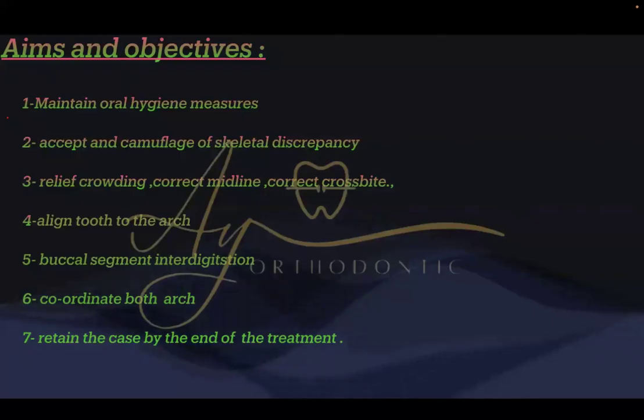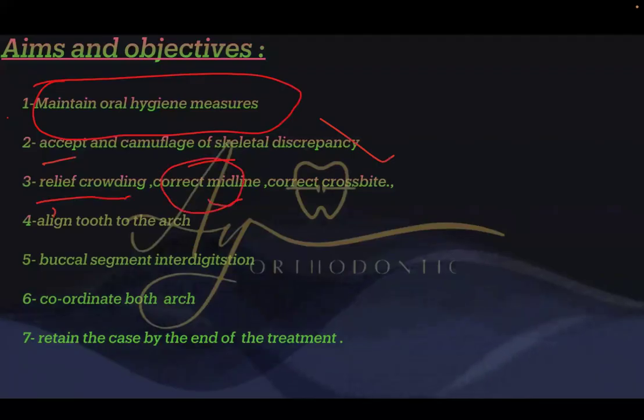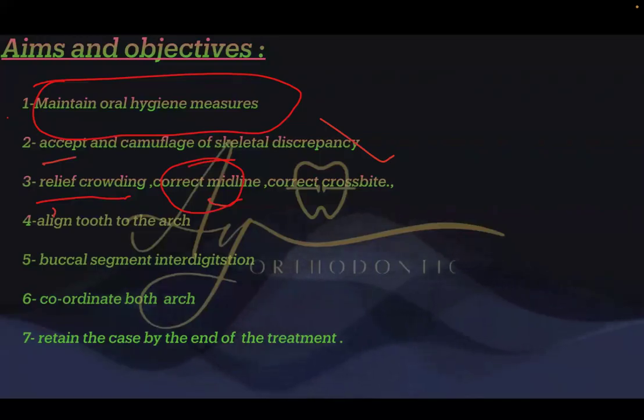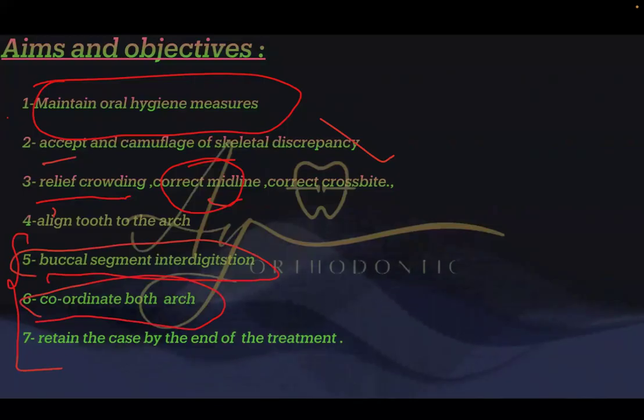In the aims and the objective, you have to maintain the oral hygiene measure, accept or camouflage of skeletal treatment. In this case, you are going to treat the skeletal discrepancy, okay? By using RME and the face mask. Relieve crowding, correct the midline. You have to mention what are your aims here. You will have to look to your problem list and correct everything in your problem list, okay? And by the end, after you have corrected all the intraoral features, you have to go for the last three. This is constant in all cases: buccal segment interdigitation, coordination of post-arch, and retain the case by the end of the treatment, okay?